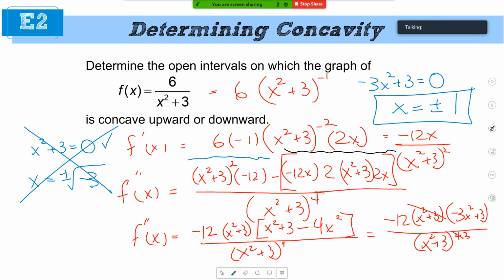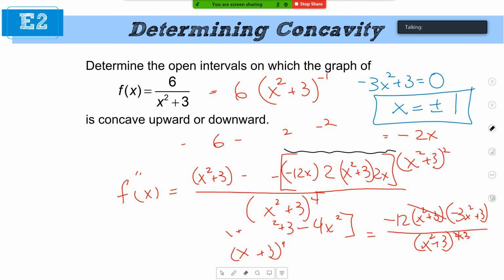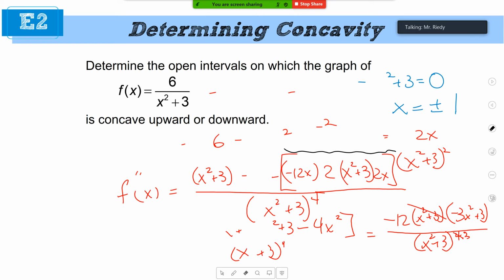I got fourth root of positive 3 is mine. You may have made a mistake. Yeah. Okay. Any questions on this before I erase? All right, good. Give me a second here. Cleaning up my mess.